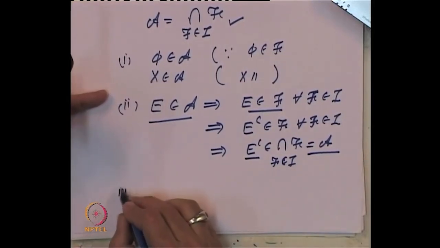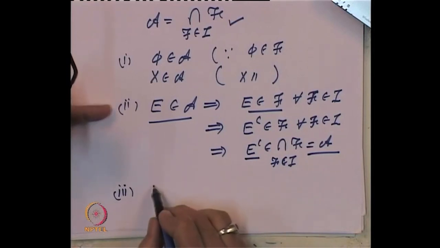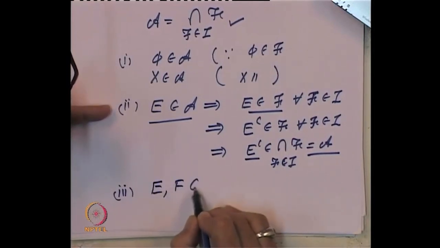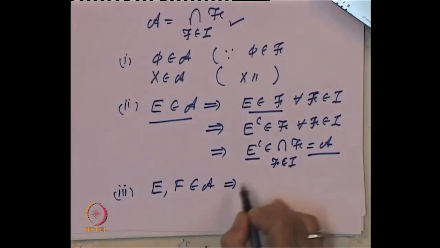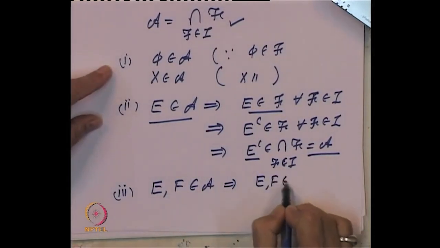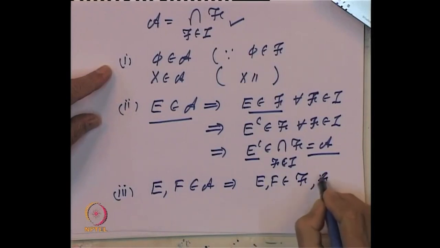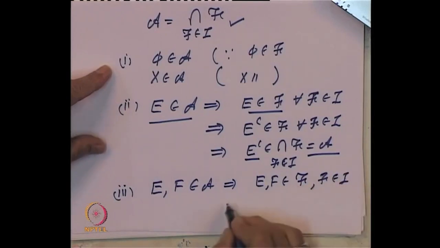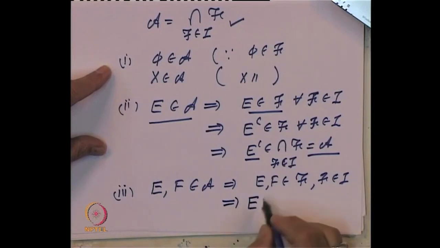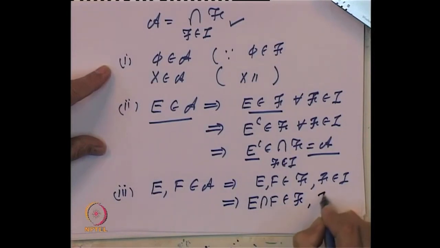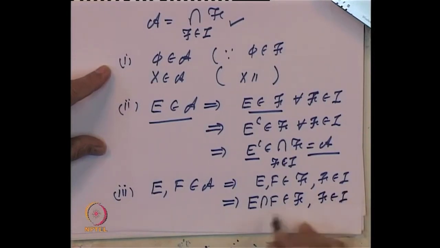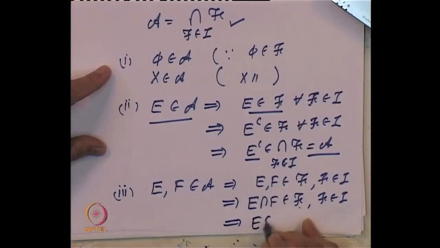And let us finally show that it is closed under intersections also. Let us take two sets E and F belonging to A, then that implies that E and F both belong to each F, F belonging to I. But that implies that E intersection F belongs to the collection F, because F is an algebra. That is crucial, that is being used again and again. E and F belong to the collection F, which is an algebra, so the intersection also belongs, and hence E intersection F belongs to A.